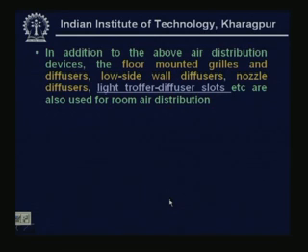In addition to the above air distribution devices, you can also have floor mounted grills and diffusers, low sidewall diffusers, nozzle diffusers, light trougher diffuser slots, etc. Of course, the most commonly used ones are the slot diffusers and the ceiling diffusers and grills and registers. But there are some special applications where you may have to mount the diffusers on the floor, then you call them floor diffusers. You can also have low side wall mounted diffusers. This also depends upon the application. For example, some of them are good for heating, some of them are good for cooling. So depending upon the specific application we have to select a suitable outlet device.